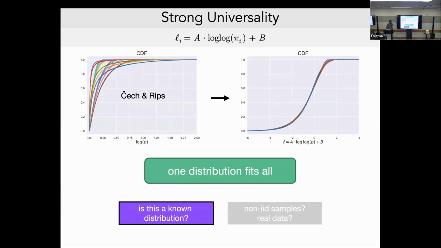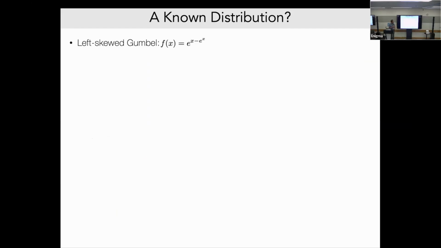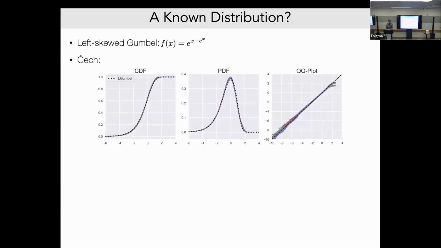So we, again experimentally, after checking every possible distribution, found this one, the left-skewed Gumbel distribution. So this is the density. And somehow by miracle, they fit quite well. The dashed line is the Gumbel distribution, and here there are like 20 curves from different samplings, and they all align nicely. This is the CDF, the PDF, and this is the QQ plot where you want things to be aligned nicely along the diagonal.